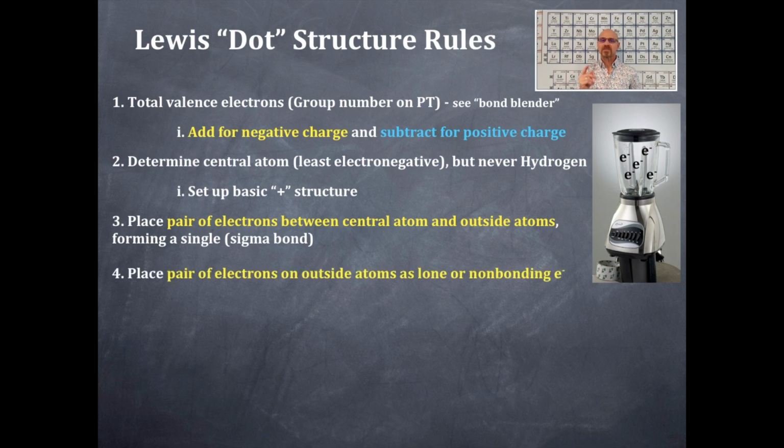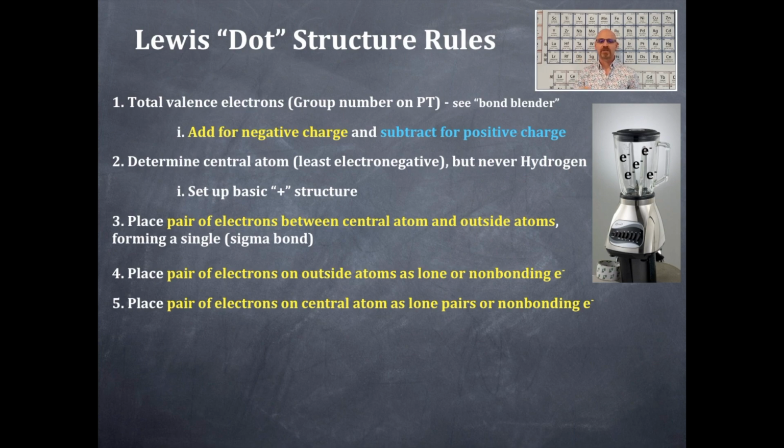Number four is we're going to place a pair of electrons on the outside atoms as lone pairs or non-bonding pairs of electrons. Okay, number five, we're going to place a pair of electrons on the central atom as lone pairs or non-bonding pairs of electrons. Number six, we're going to verify the octet rule.